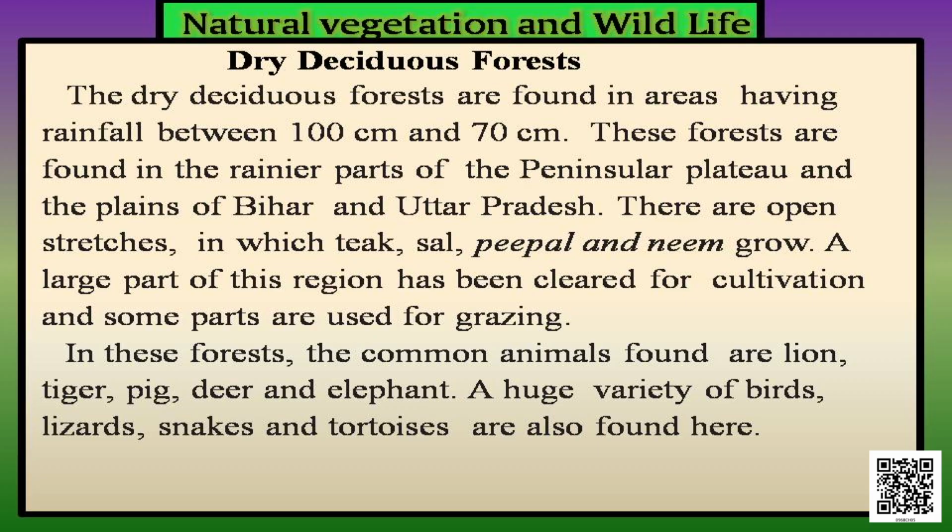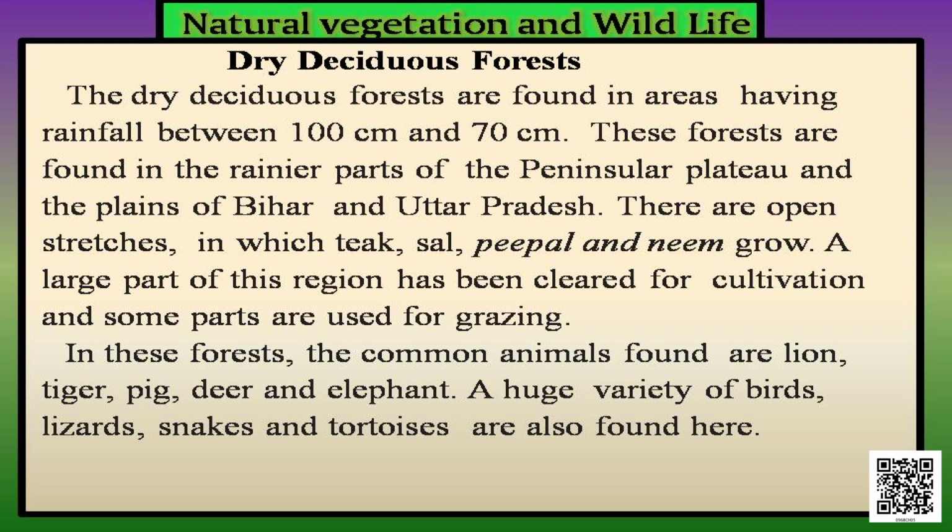Let us discuss the dry deciduous forest, which is a part of the tropical deciduous forest. They are found in areas having rainfall between 100 centimeter and 70 centimeter. These forests are mostly found in the rainier part of the peninsular plateau and the plains of Bihar and Uttar Pradesh. In this forest, the most important trees found are teak, sal, peepal and neem. A large part of this region has been cleared for cultivation, and some for grazing purposes.